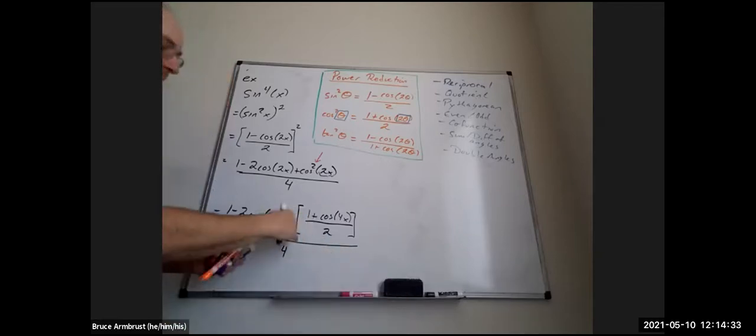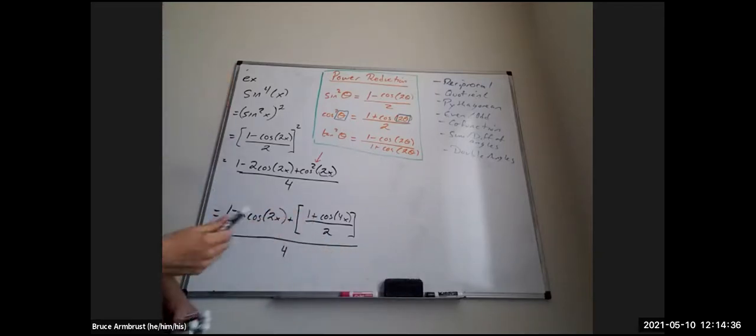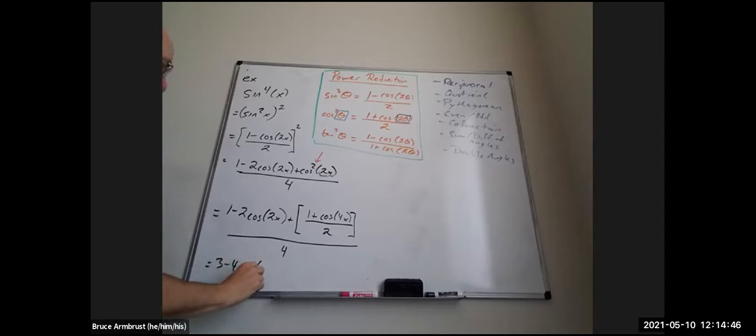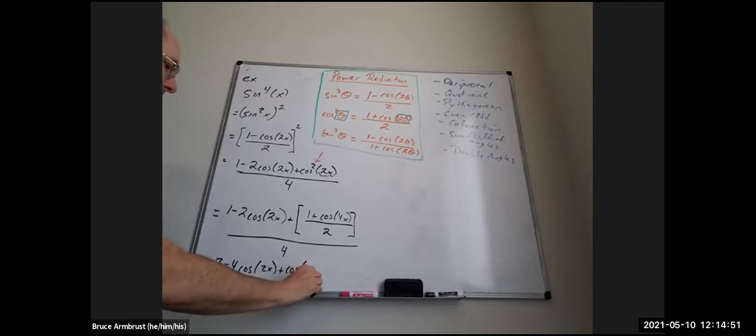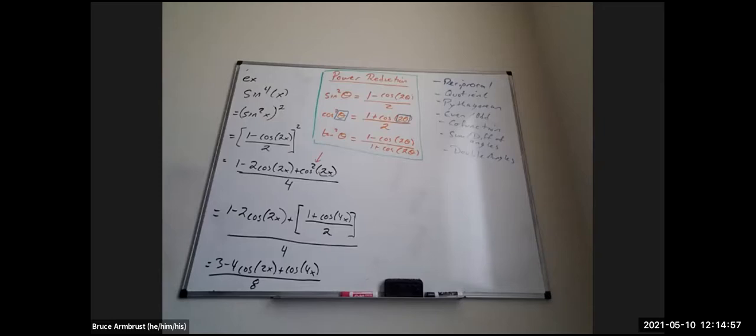Now, let me just simplify this a bit, combine like terms into one fraction, and all that. This is going to end up being 3 minus 4 cosine of 2x plus cosine of 4x, and that's all divided by 8. So we started with a nice simple sine to the 4th. It is now turned into this monstrosity.